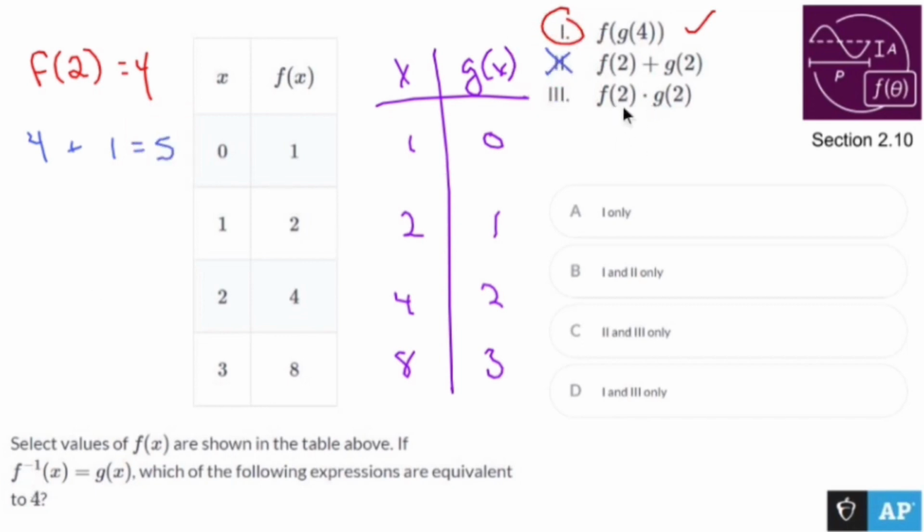F of 2, I kind of know what's going to happen, is 4 minus g of 2 is 1. That's not 4. That's 3. So not you. So the only guy that seems to work is just 1. Oh, inverses. You get me every time.